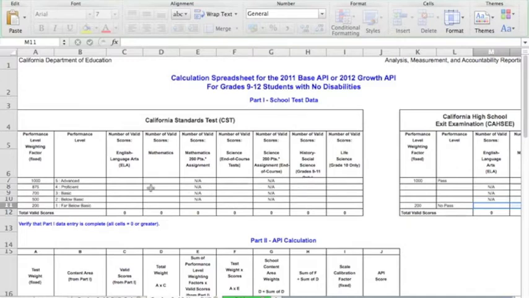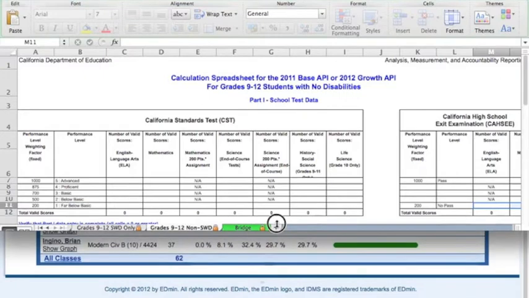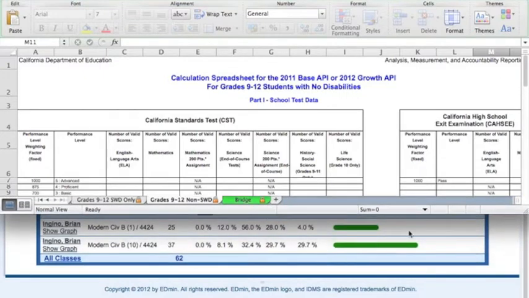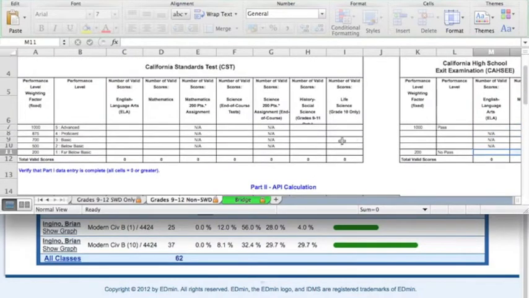Now it wants to know the levels: advanced, proficient, basic, below basic, and far below basic. And it wants to know the number of students. That's why it says number of valid scores right here. So it's going to want to know the number of students who scored at advanced and proficient and so forth. Now I'm going to move this up a little bit so we can see the scores on the other. There we go. Because on the score printout that you're going to have sitting next to you at the computer, it only gives you percentages. We have to do a little bit of a calculation here in Excel.